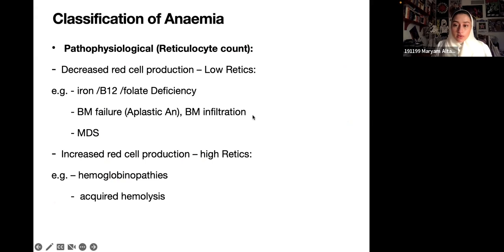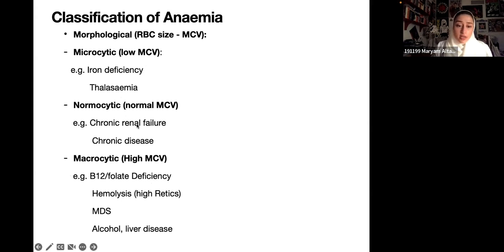These slides I adapted from slides we have in fifth year. I think it's the same doctor that gives you guys SGDs. It was just nicely organized. So again, you can divide it pathophysiologically. If you have low reticulocytes in the setting of an anemia, maybe it's a deficiency, like iron deficiency or folate, maybe it's failure of the bone marrow, like myelodysplastic syndrome or metastasis to the bone marrow. If you have increased red cell production, so high reticulocytes, here you'd think of maybe a hemoglobinopathy like thalassemia, or an acquired hemolysis. Again, these are just some examples of how you divide it into microcytic, thalassemia, normocytic.